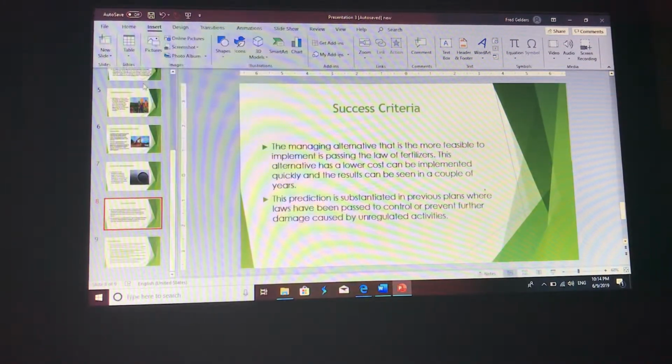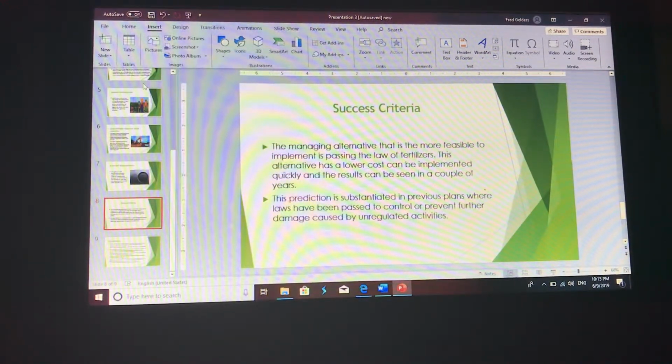Now, these are the success criteria. The managing alternative that I think is the most feasible is to implement the law for fertilizers use. This alternative has a much lower cost than any other plan that I mentioned before. I can foresee the results being seen in a couple of years.